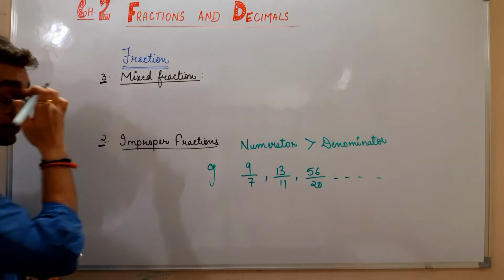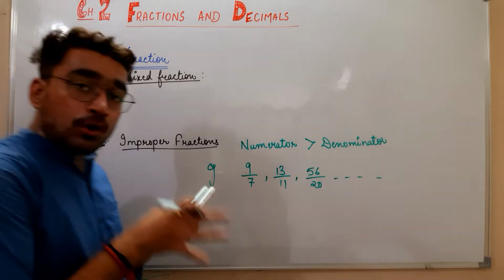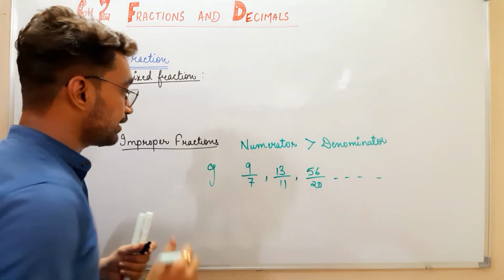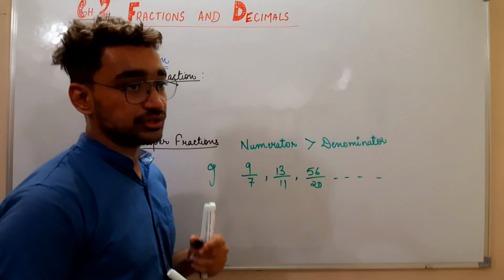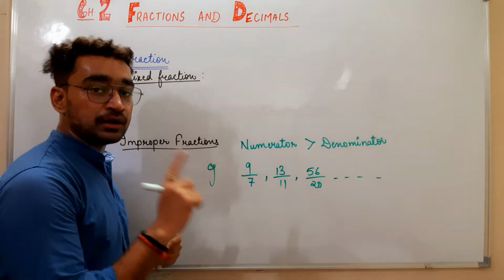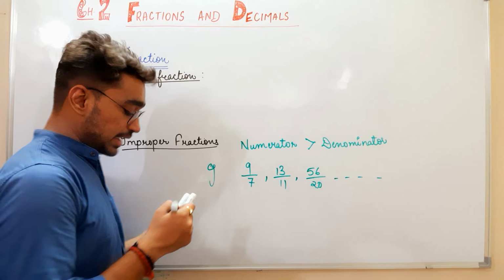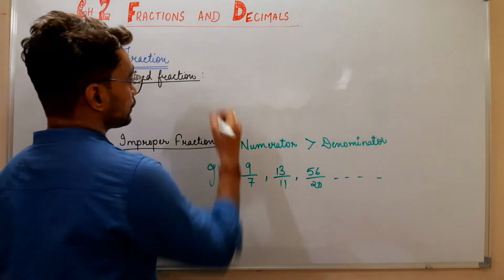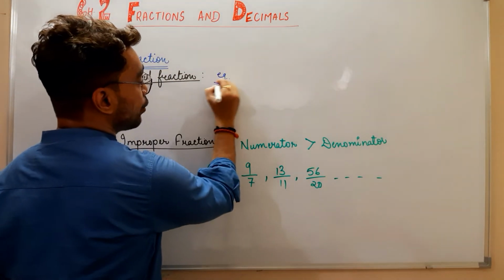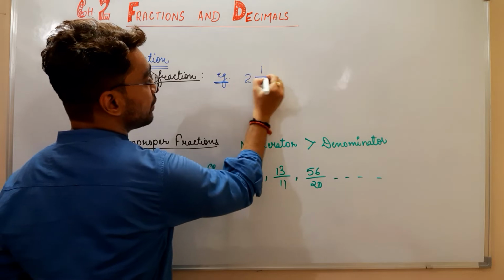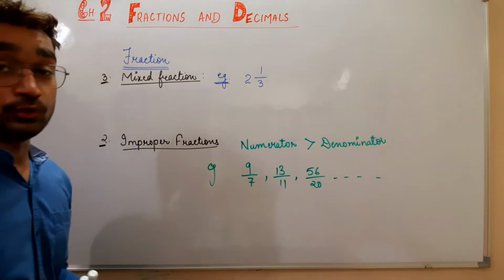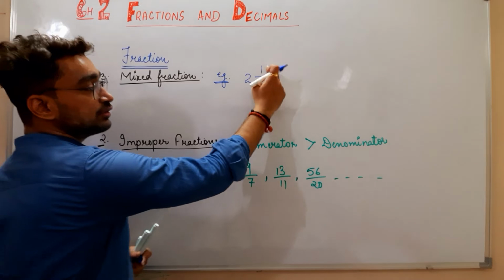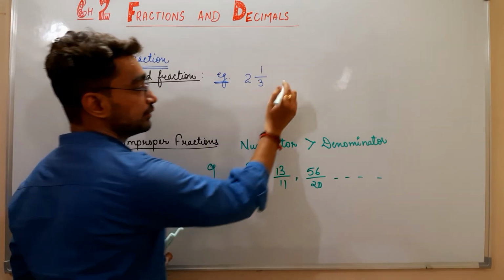Mixed fractions are written as a whole number with a fraction, and in a mixed fraction the numerator is smaller than the denominator. Example, there should be a whole number like 2 whole 1 by 3. Numerator is smaller than denominator with a whole number.